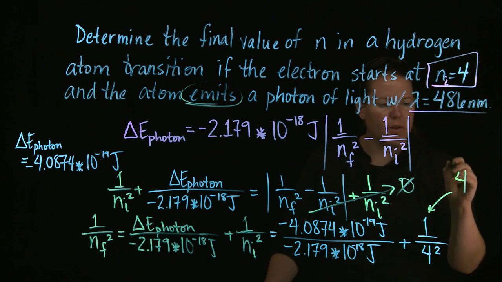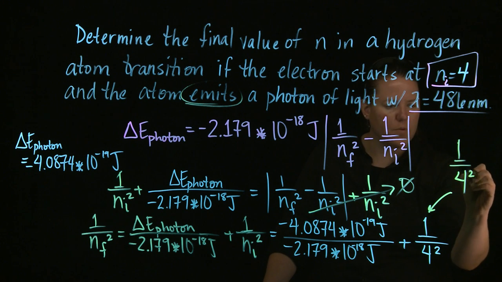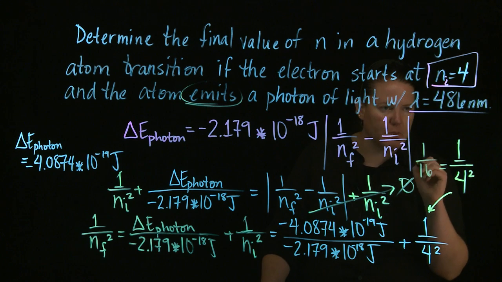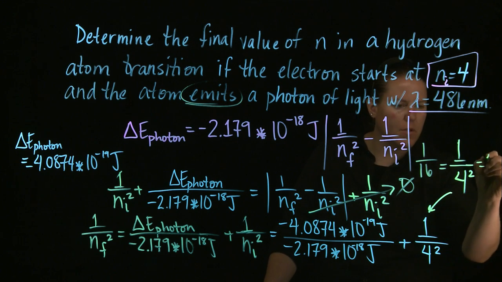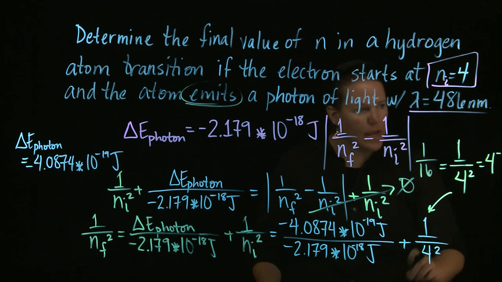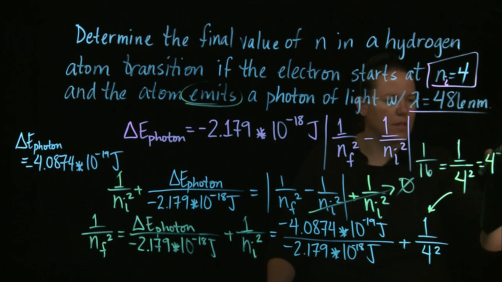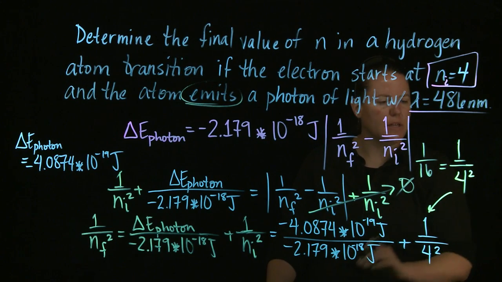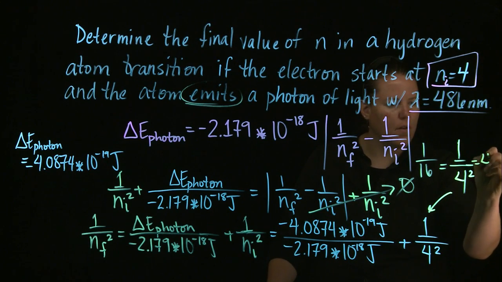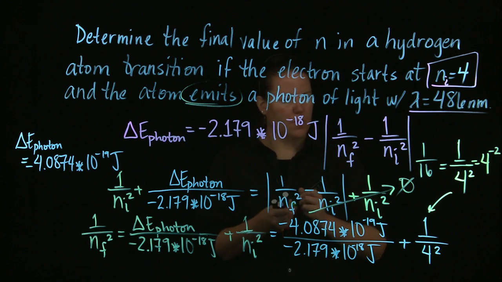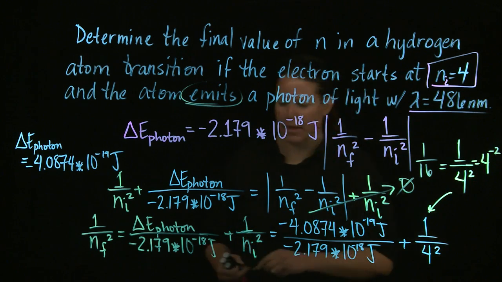Remember that when we take things to a negative power, 1 over 4 squared is the equivalent of 1 over 16. You could certainly plug that in. But it is also equal to 4 to the negative 2 power, because negative powers mean that it's in the denominator. 4 to the negative 2 power, now you guys can see it. So you could plug that into your calculator like that as well.